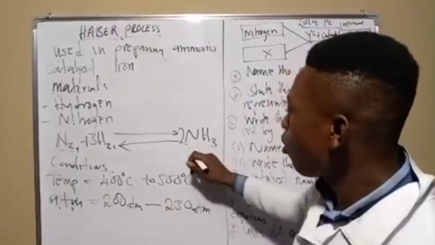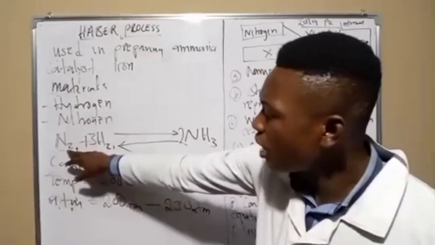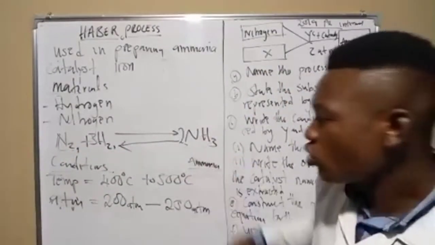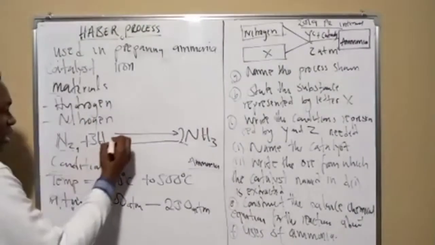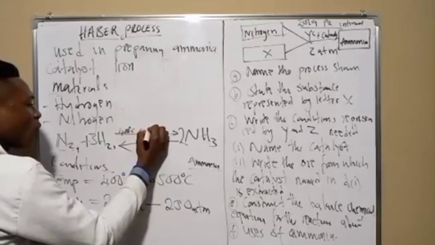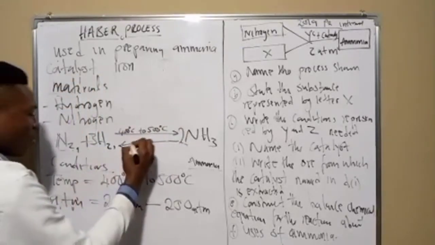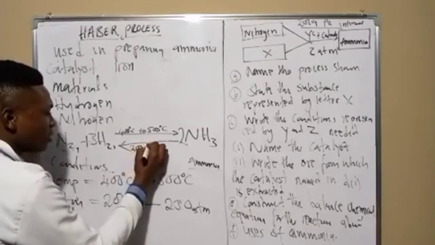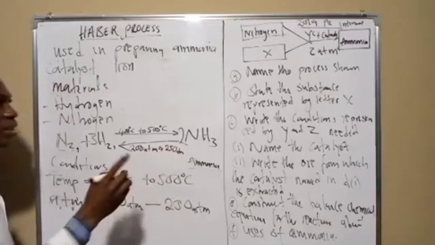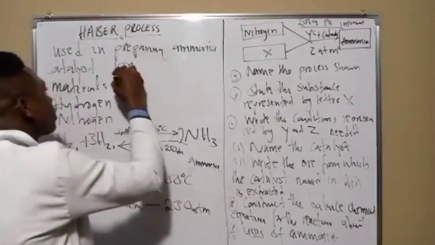So this is the ammonia that has been prepared. What are the resources that are needed? You need nitrogen and hydrogen to prepare ammonia. What are the conditions? The temperature must be 400 degrees Celsius to 500 degrees Celsius. The pressure must be 200 atm to 250 atm. What is the catalyst that is needed in preparing ammonia? Iron catalyst.